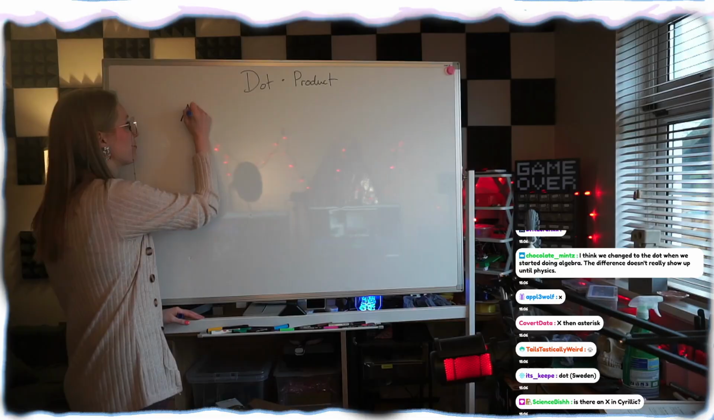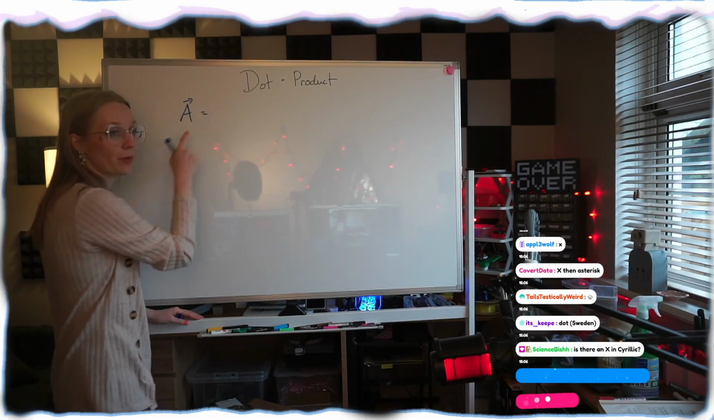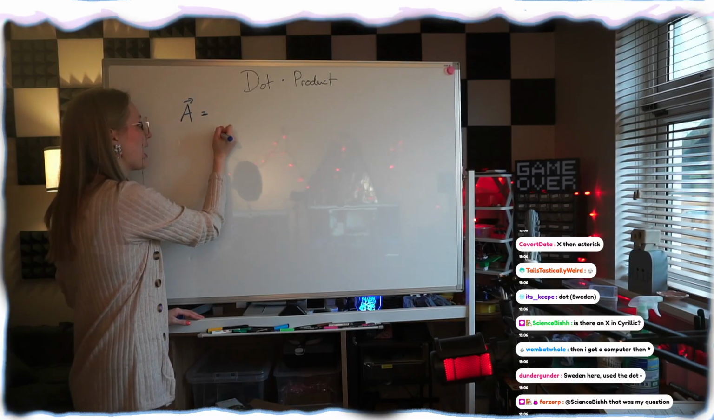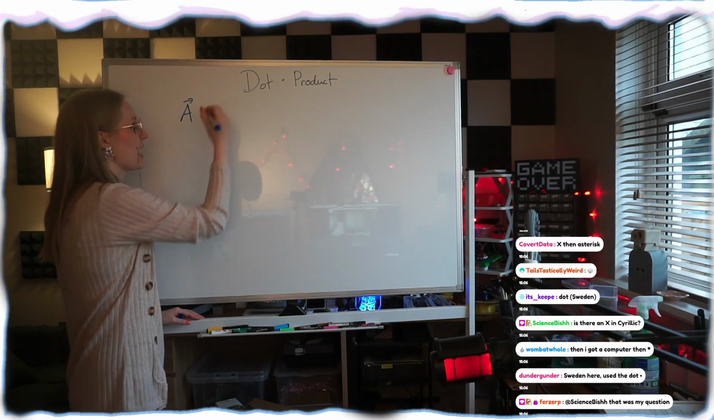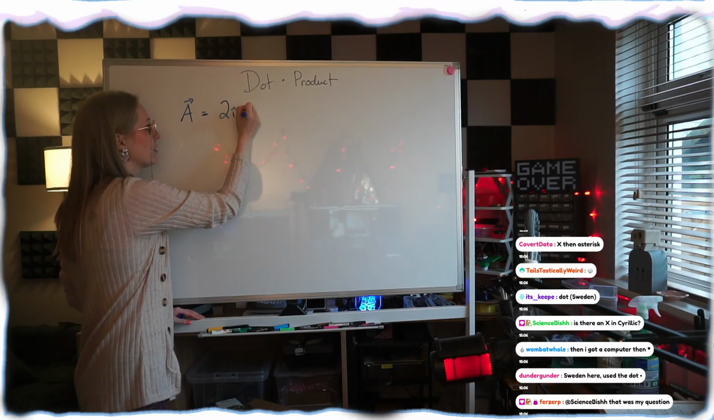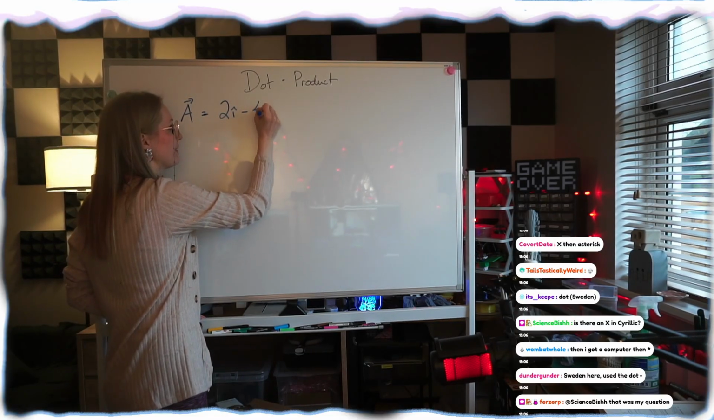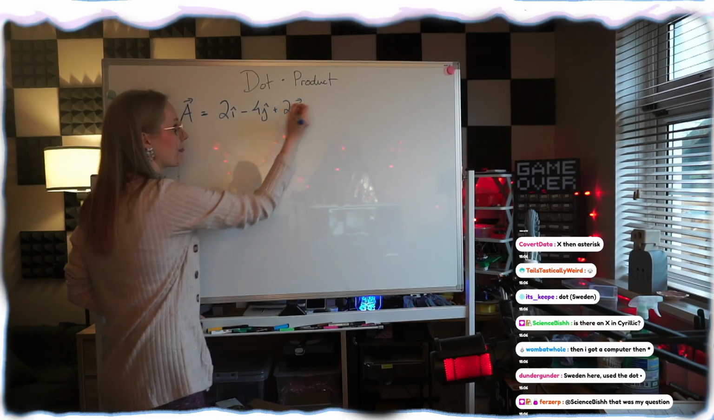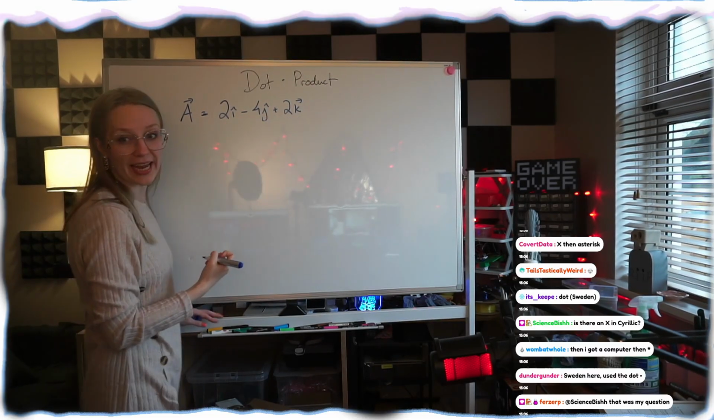And let's say I have a vector A. By the way, if I have a little arrow on top of it, it means it's a vector. And I say it has a position of 2i minus 4j plus 2k. I, J, K. Okay.